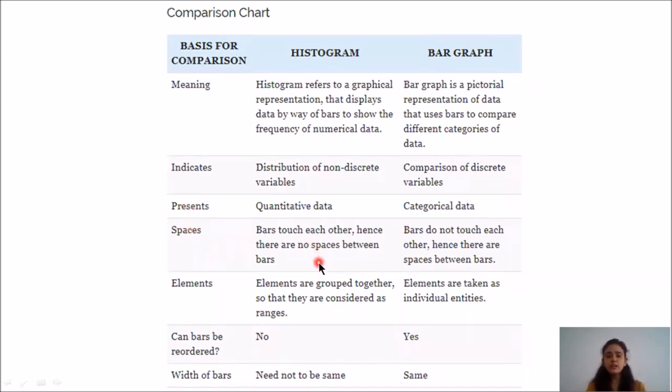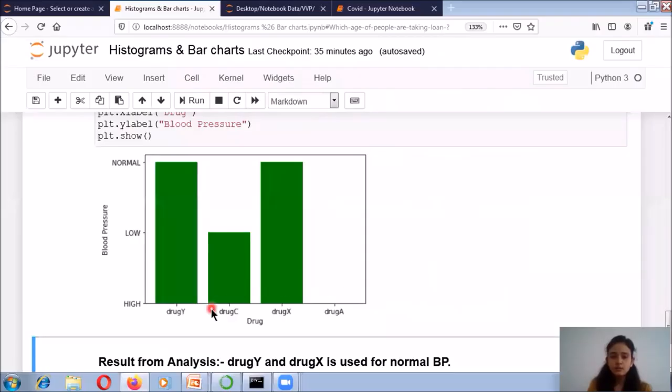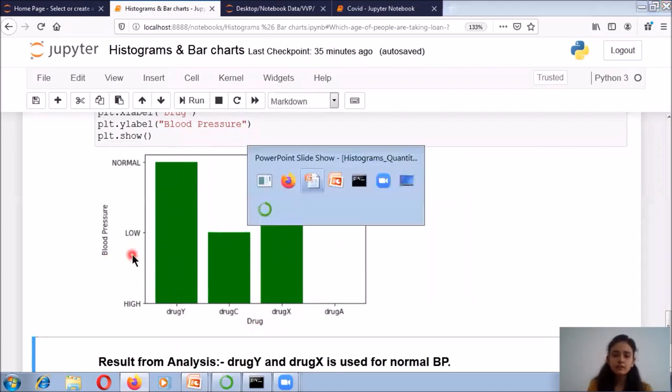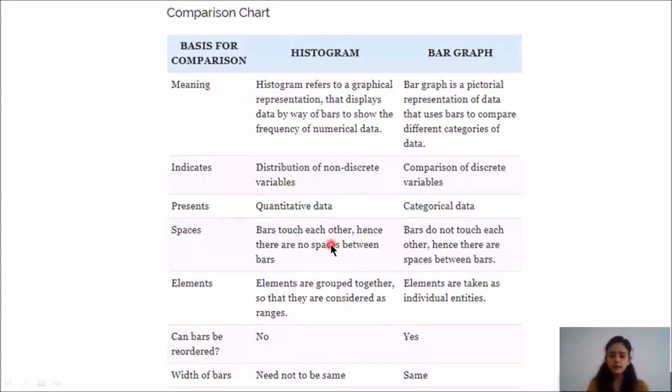Spaces: there are no spaces on the x-axis in the histogram, whereas the bar graph is used for categorical data, so there are spaces between the bars. You have seen over here, these are the different categories, so there are spaces between bars. These bars are of equal width, and the length of the bars, or we can say the height of the bars, varies according to our result. Whatever the result is, accordingly we have the height of the bar chart.